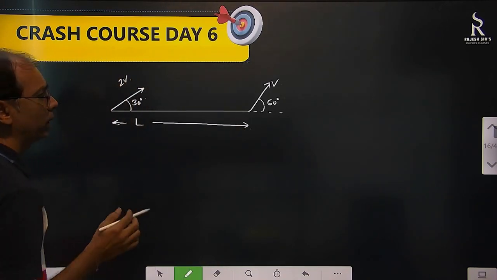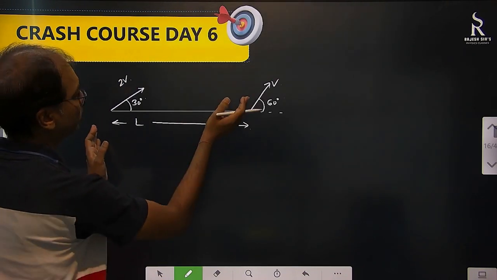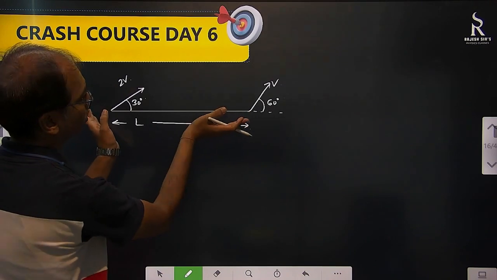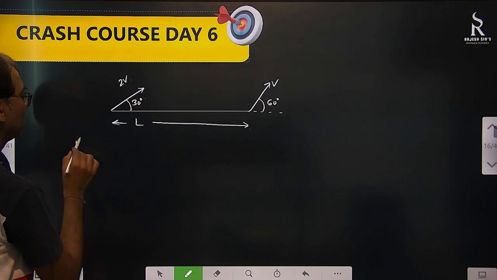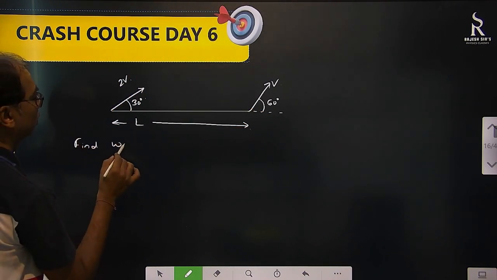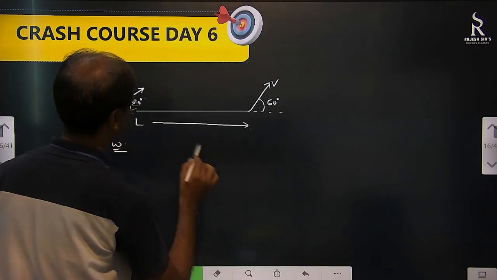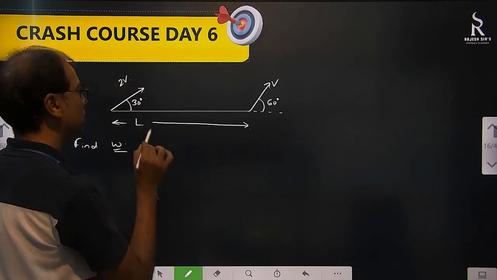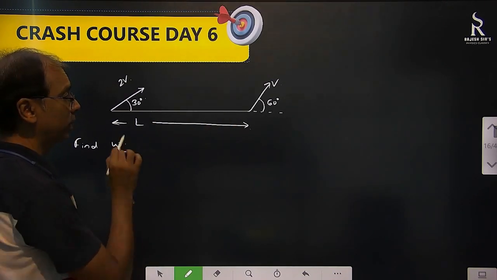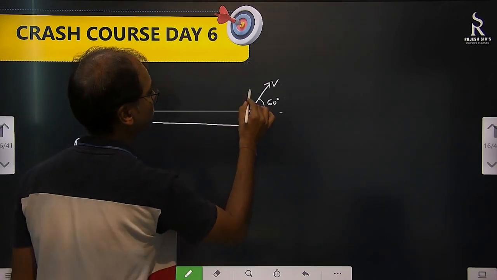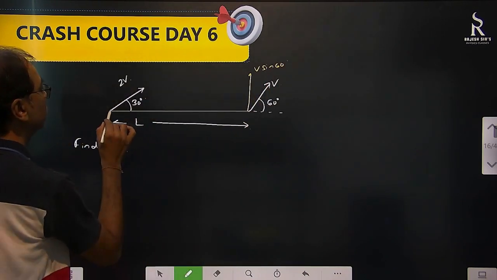Now what will happen actually? Because their velocities are different, this is going relatively at less speed, this is going at faster speed. So it will move like this also, but it is going to turn also. The question will be asked: find its omega, find angular velocity. Then what are we going to do? Very simple. First thing is, this is the length, right? And this only we are going to take as R also. So first find the perpendicular velocity. Velocity perpendicular to this L. You'll say, okay, this is V sin 60. And here is 2V sin 30.